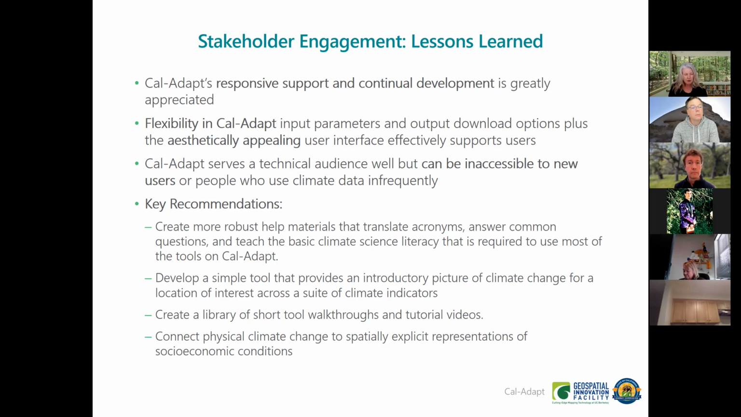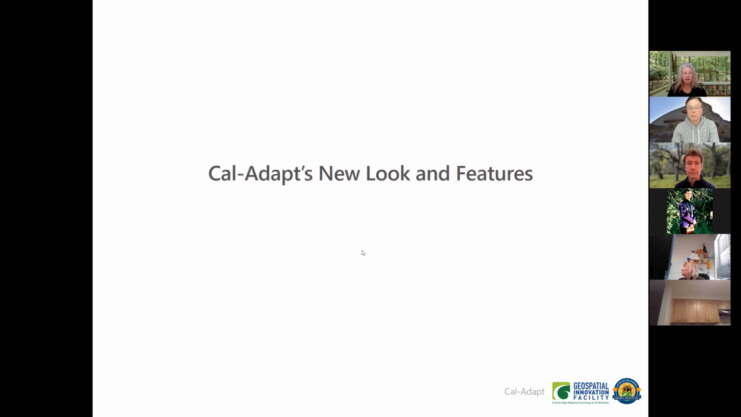People are also interested in connecting the climate change data to more mapping, spatially explicit maps of more demographic and socioeconomic conditions. But that's something that we haven't done so much on CalAdapt. There is the OPR Vulnerable Communities platform, which is being developed. And I think that platform is going to answer a lot of those types of questions. So we have taken all of this feedback and have refined CalAdapt and revamped it to really meet those user needs.